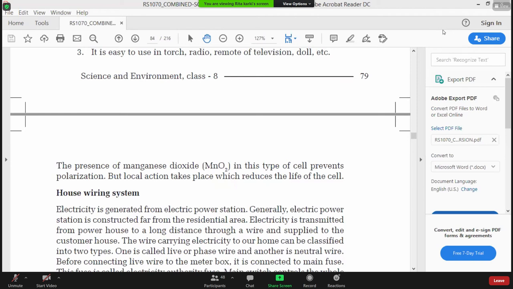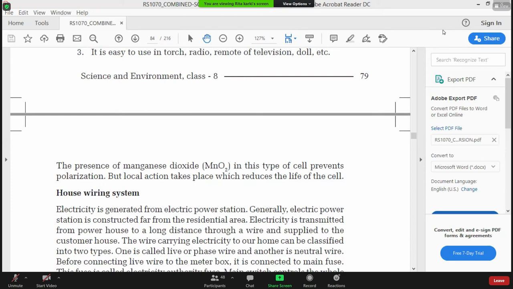Simple cell is difficult to carry, but dry cell is easy to carry. Dry cell is easier to carry. Besides this, simple cell is made up of liquid substance. Okay, first of all, tell me, what is simple cell made up of?